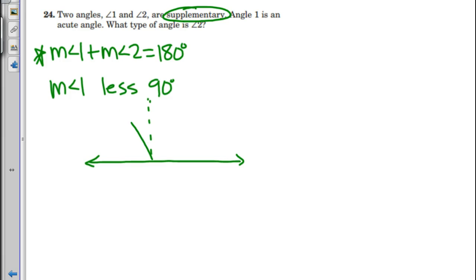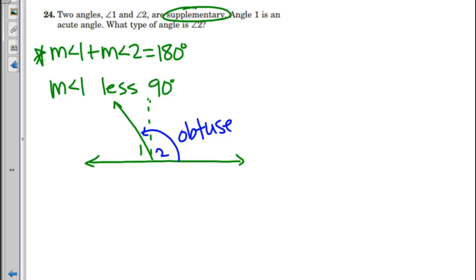So there's 90 degrees, a little less than, there's angle 1. All right, so the question is, what do I know about this angle? What type of angle is that? Well, it's going to measure over 90 degrees, which makes it obtuse. So I have a cute little angle over here, angle 1, and angle 2 is obtuse.